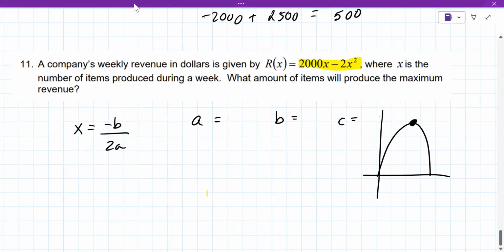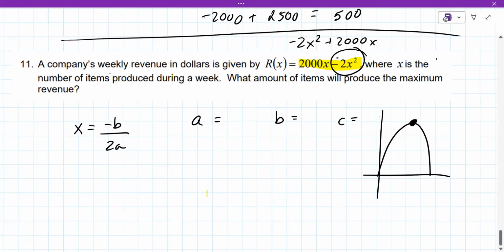Well, you really want this in descending order. This is not in the right order up here. So minus 2x squared needs to come first, then 2000x, then nothing, 0. So what are the values of A and B? Negative 2 and 2000. Yes.